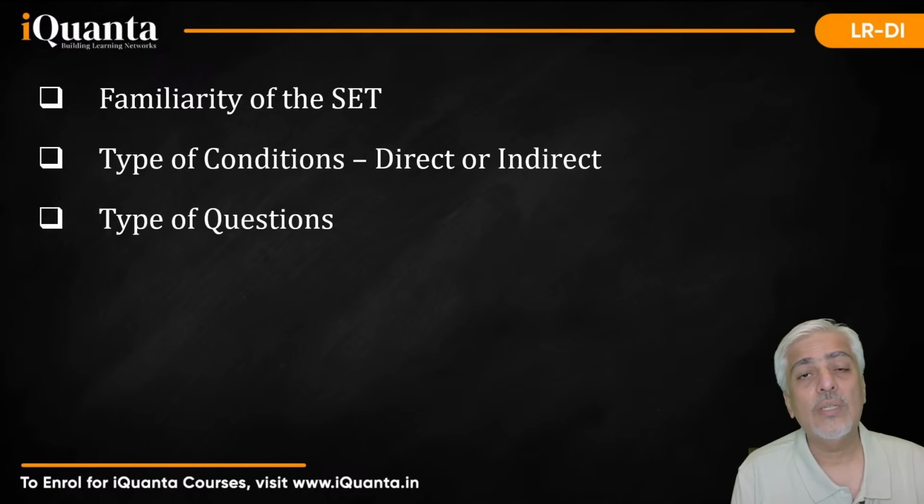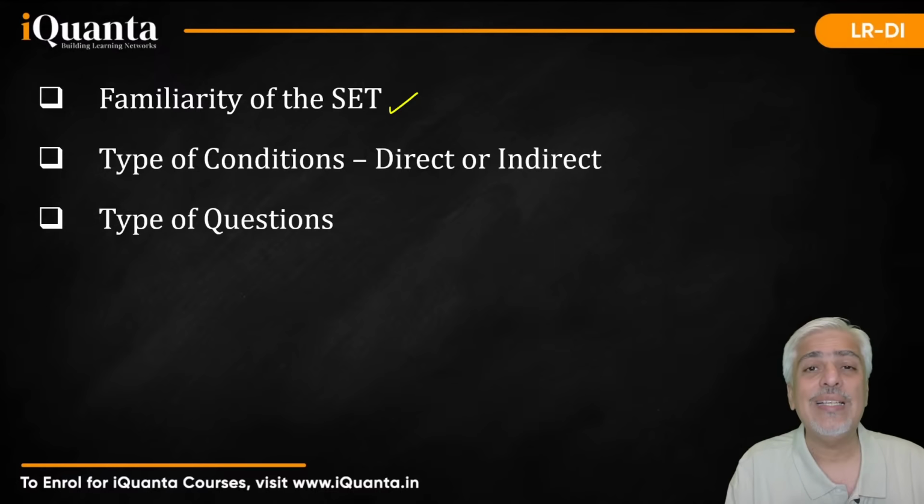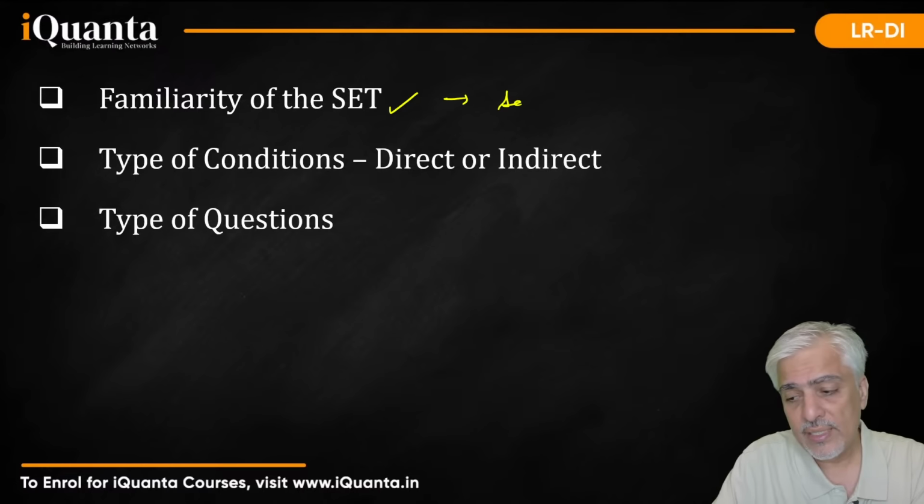So, what is the important thing for me when I select a set? First, very, very important is familiarity of the set. How familiar is the set? Have I seen something like this before? In fact, this is not only for selection. This can also be for deselection. I'll give you an example.